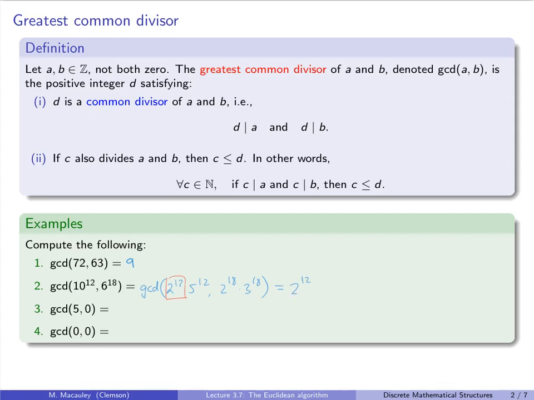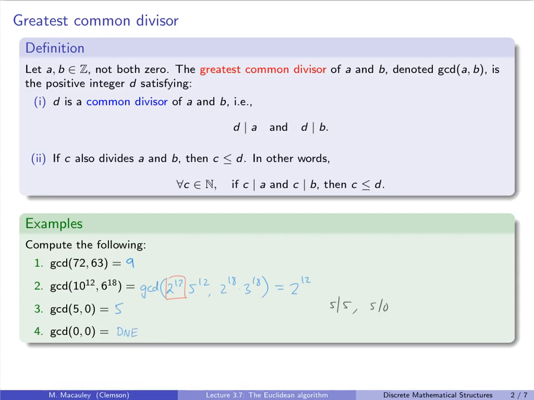Next, the GCD of 5 and 0. I claim this is equal to 5, and let's see why. So 5 divides 5, and 5 divides 0. Everything non-zero divides 0. So that's the GCD. Notice that the GCD of 0 and 0 is not going to exist. Let me explain that.